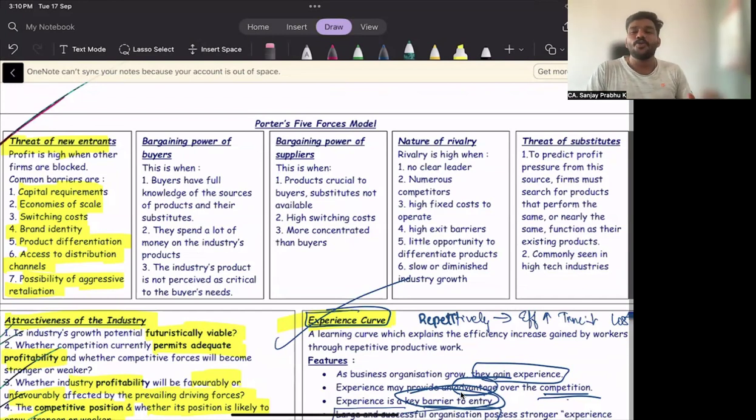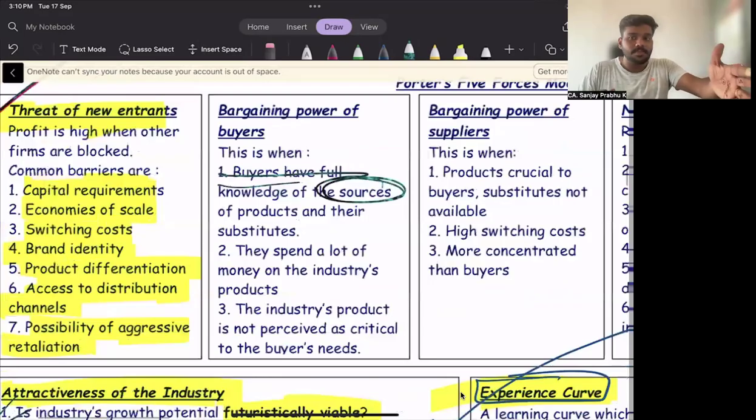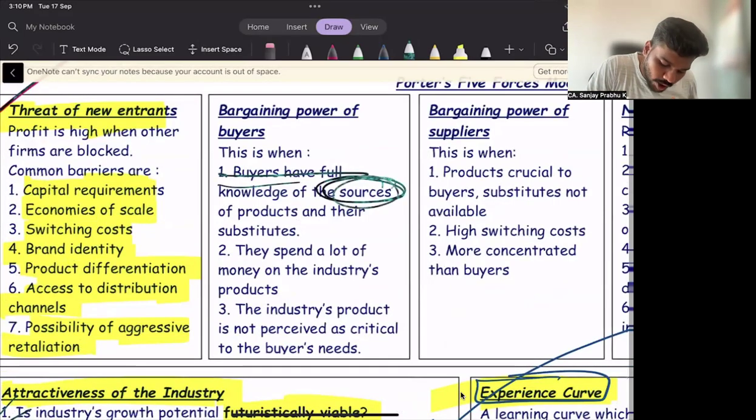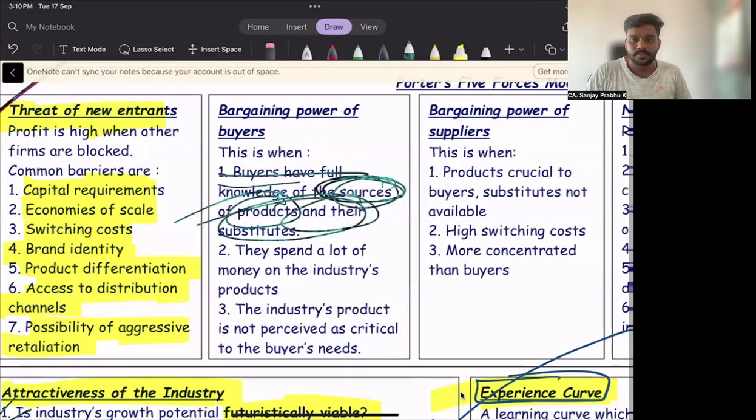So when can you bargain? When you have knowledge of the source of the product. You can say, if you are not giving me this product, I will purchase from another place. When you have knowledge about the source of the product, from where will you get this product? What are the substitute products?